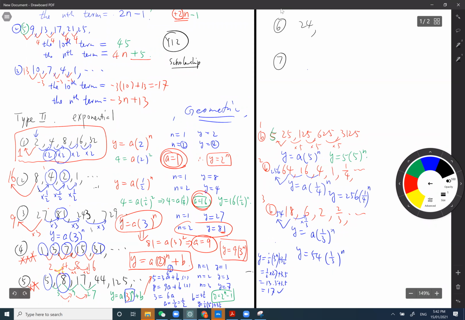24, 36, 54, 81. What's the formula? The other one: 100, 84, 76, 72, 70, 69. Number 6 and 7. Try to find the formula.